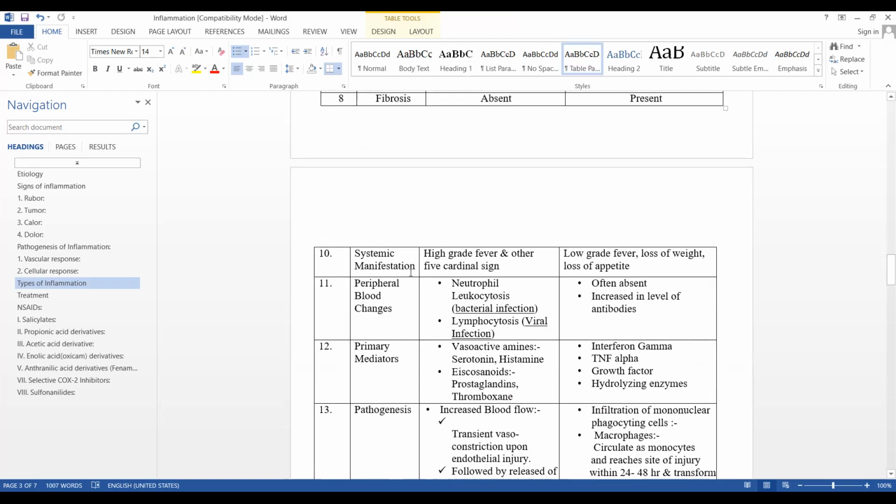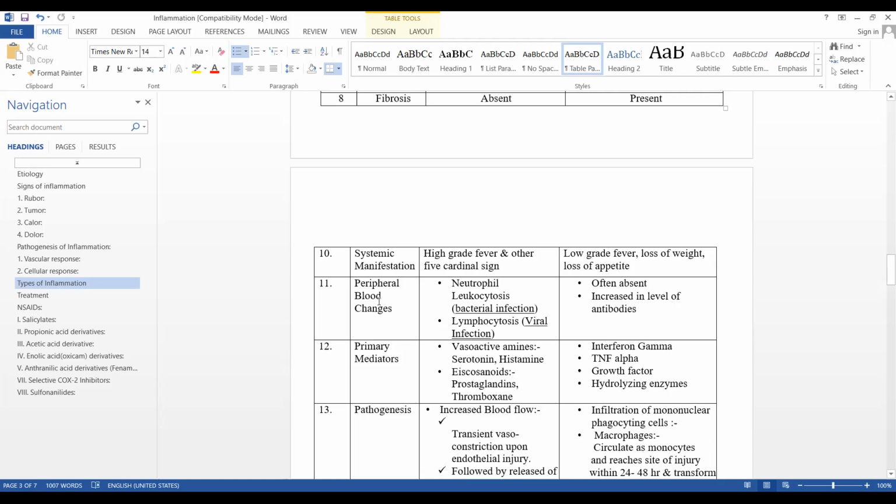Systemic manifestation, signs and symptoms: high grade fever is there, and the other 5 cardinal signs are also present in acute inflammation. But in chronic, only low grade fever is there, loss of weight is there, and loss of appetite is there. Loss of appetite means loss of hunger, and due to that loss of hunger, there is loss of weight.